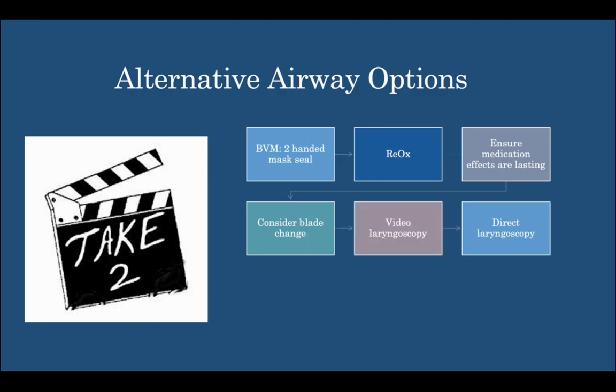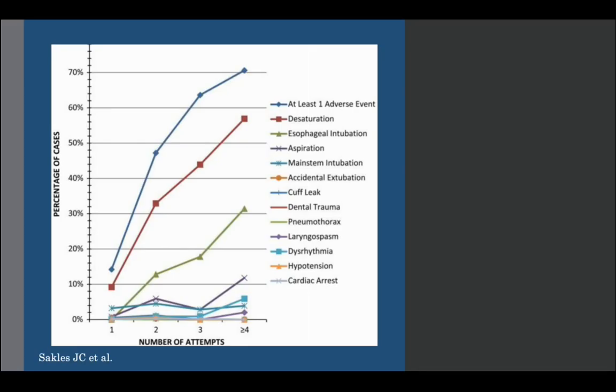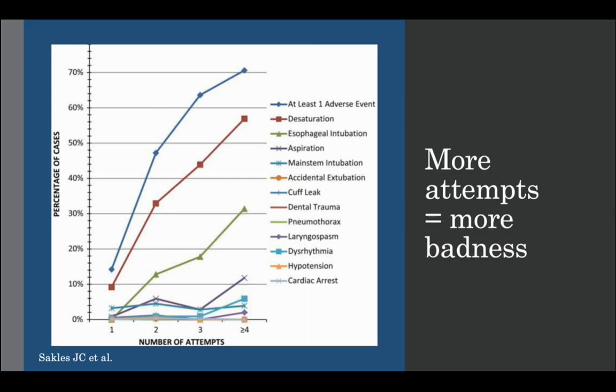Consider a blade change, VL versus DL. The difference between these often has much to do with the operator, which we'll talk about soon. Does an SGA work as a backup? And do I need to perform a cricothyrotomy? Remember, if I have a failure to intubate, but I can still oxygenate with other techniques, I don't need to perform a cric.